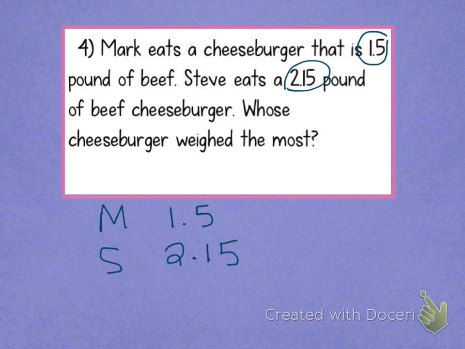Okay, looking at the numbers, where do I start? I start on the right or the left? I start on the left, so I'm comparing these numbers. So I have a 1 and I have a 2. Is 1 less than or greater than 2? It is less than. So this is the least number. So who ate more or a bigger cheeseburger? The answer is Steve.